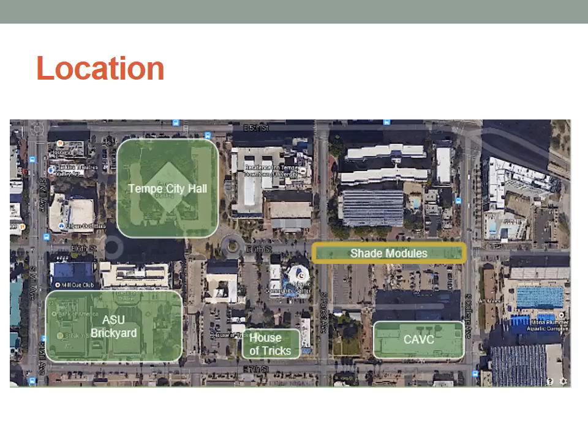So this is a map of where we plan on putting our shade module, outlined in gold. And as you can see, it is on 6th Street, which is just north of the new College Avenue building, and it is to the east of the Tempe City Hall and ASU Brickyard.